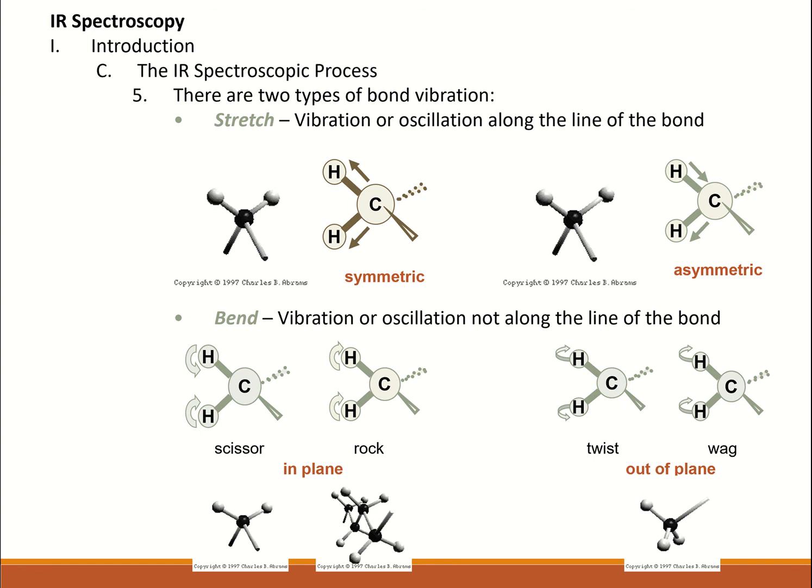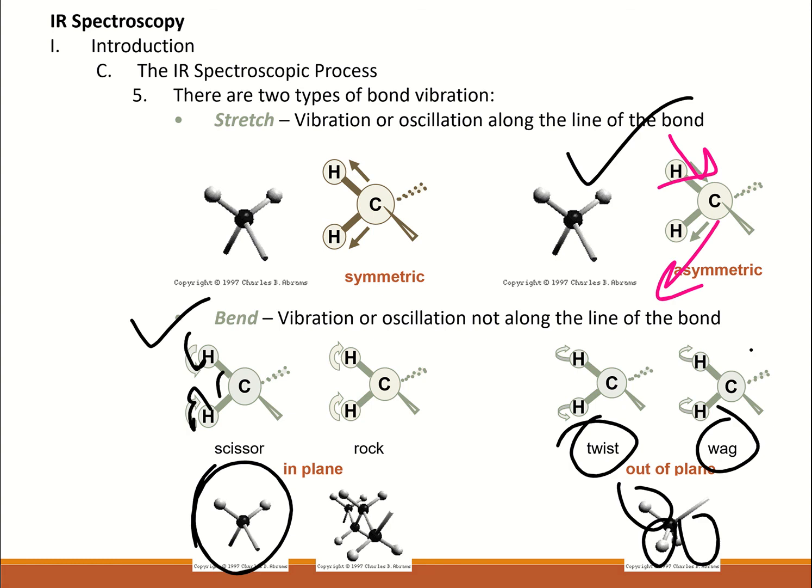Now, if you see the last one, we have wagging and twisting. These are out of plane bending. Wagging is a change in angle between the plane of a group of atoms. The twisting is actually a change in angle between the plane of two groups of atoms. So you can see the difference between these two, and it has been given.